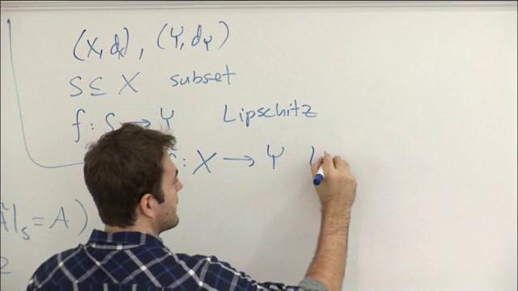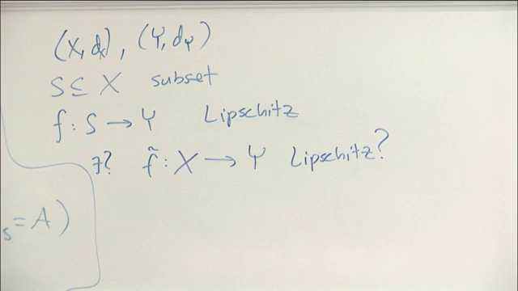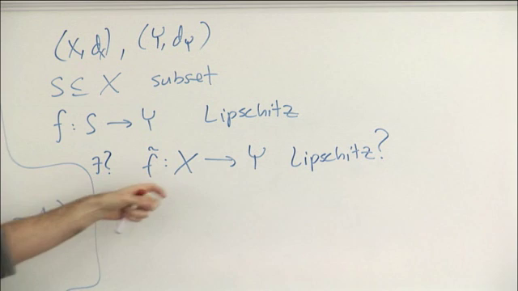So for instance, it's a classical result of Kirszbraun that if X and Y are Hilbert spaces, such an extension always exists. And in fact, you can take the Lipschitz constant of the extension to be equal to the original Lipschitz constant.